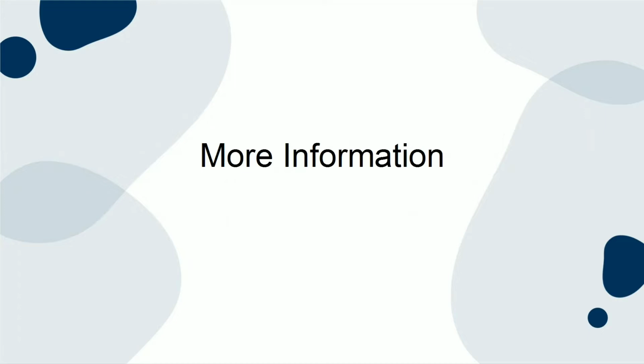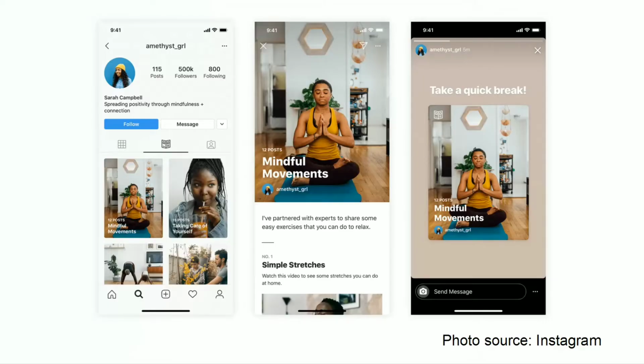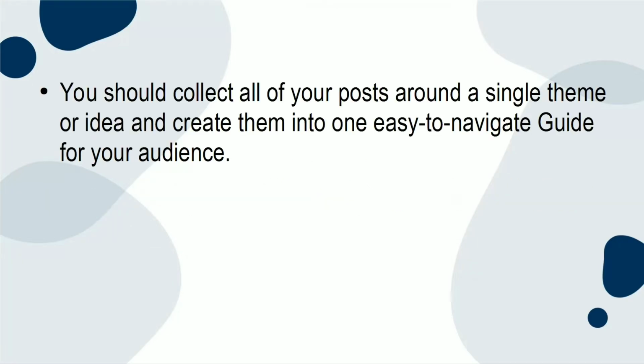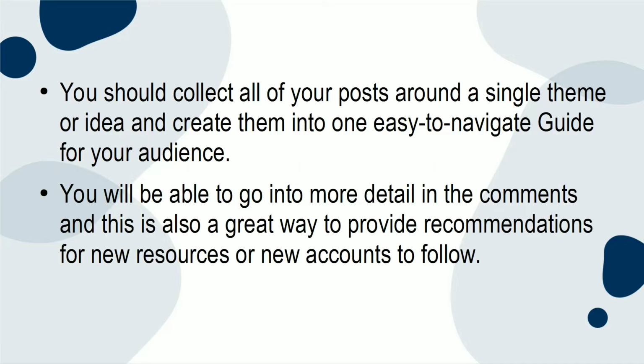More information. If your brand shares a lot of information on Instagram posts, for example, sharing text posts with definitions or explanations of current events or even just quotes, collating relevant posts and news into a guide is a great way to go into more detail. You should collect all your posts around a single theme or idea and create them into one easy-to-navigate guide for your audience. You'll be able to go into more detail in the comments, and this is also a great way to provide recommendations for new resources or new accounts to follow.